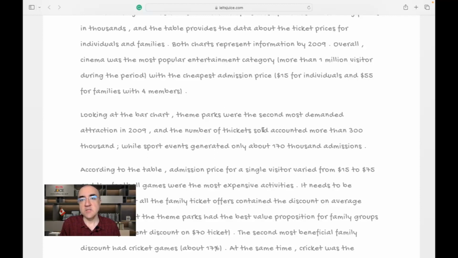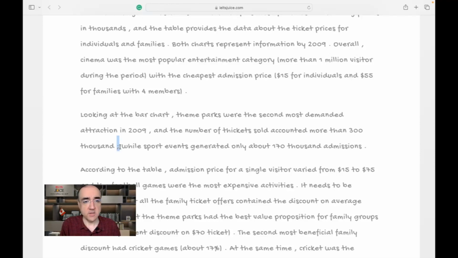Theme parks were the second most demanded attraction in 2009. Because we already mentioned cinemas, we're going to focus on the second most demanded attraction. And the number of tickets, I mean tickets, not thickets, sold, a beautiful use of an advanced grammatical structure called a reduced relative clause, accounted for, I need a preposition here, for more than 300,000.